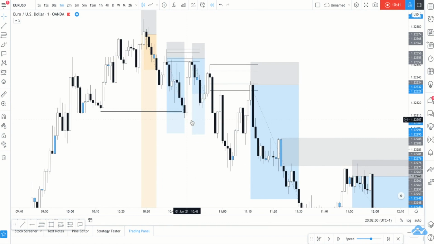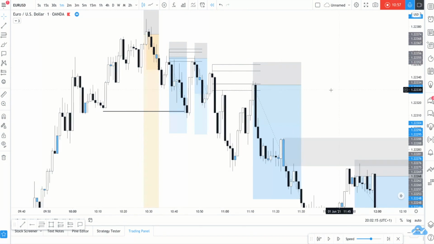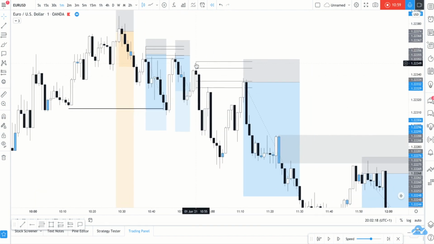And then this broke structure, well, this here as well. And then here. This is the immediate structure, and then this is the actual structure. Because this didn't make a new high, so obviously you would think that it's going down. Okay, the video is getting kind of long now. Let me speed it up.